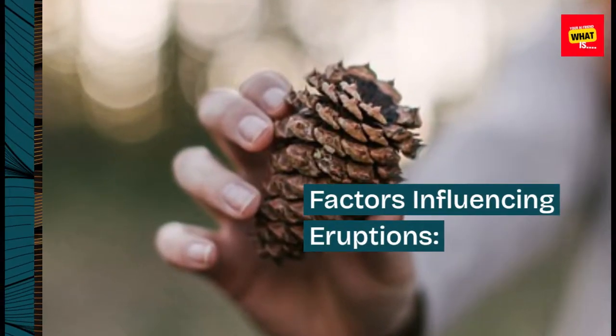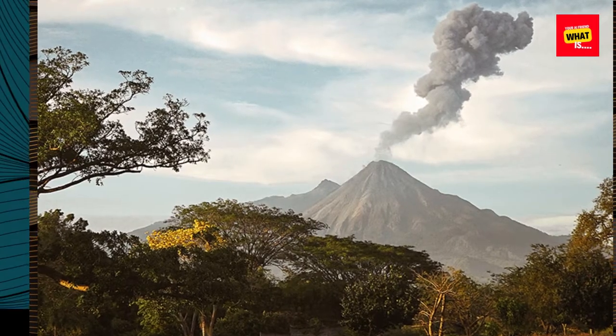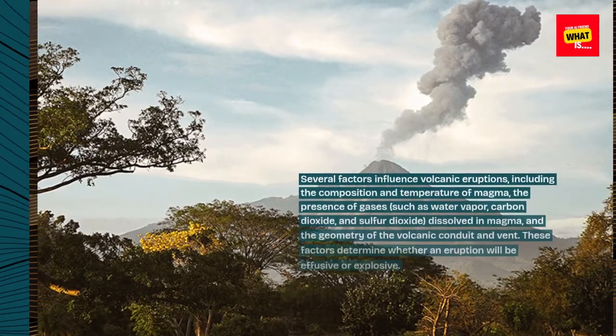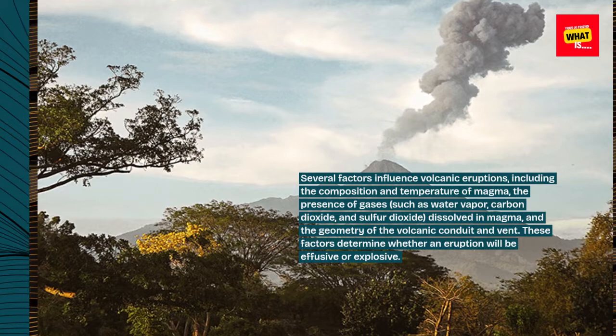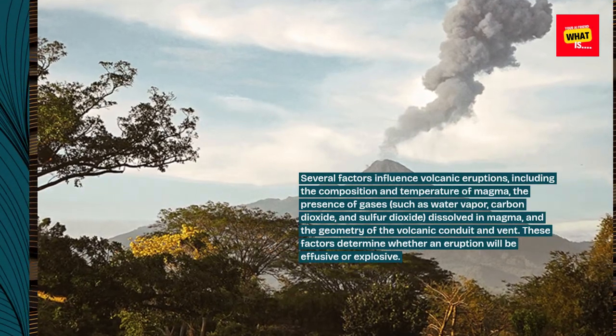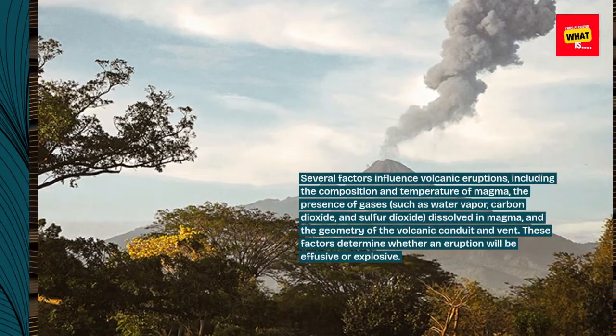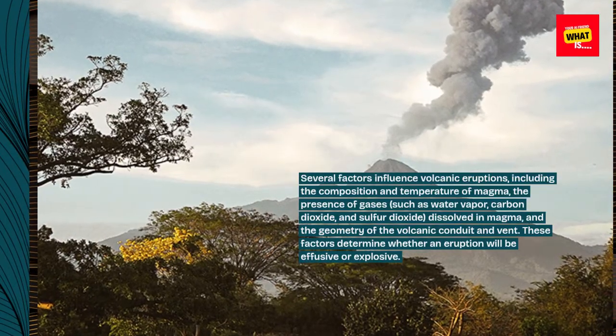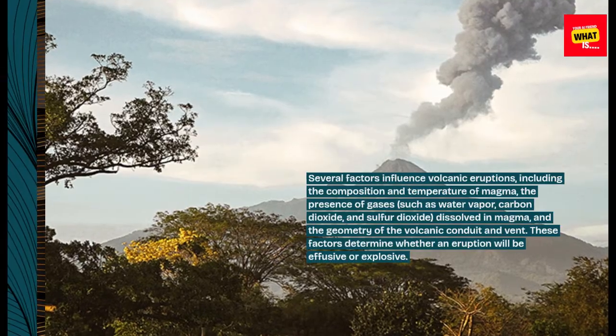Factors influencing eruptions. Several factors influence volcanic eruptions, including the composition and temperature of magma, the presence of gases, such as water vapor, carbon dioxide, and sulfur dioxide, dissolved in magma, and the geometry of the volcanic conduit and vent. These factors determine whether an eruption will be effusive or explosive.